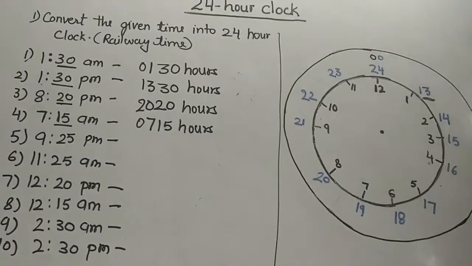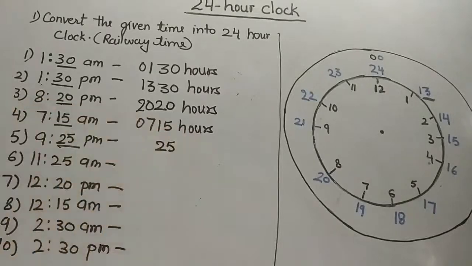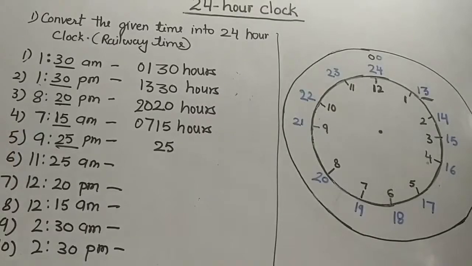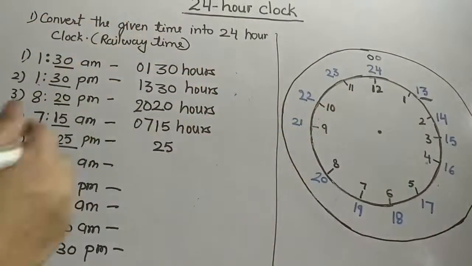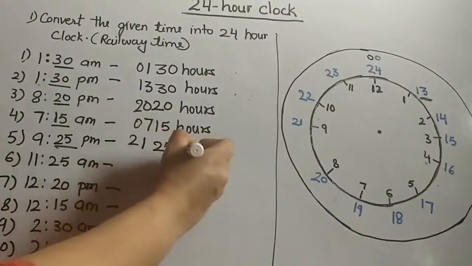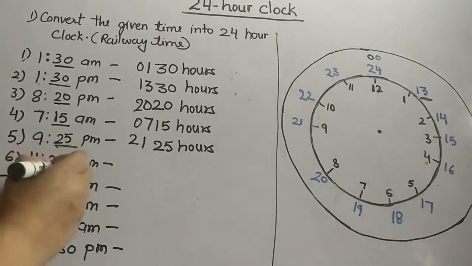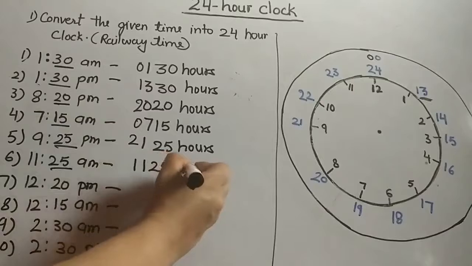Next question. 9:25 p.m. 25 minutes are here. Now the time is given with p.m. So 9. How many hours? 9 plus 12, 21. Or go to the clock. The value of 9 p.m. is 21. So we'll write here 21. 25 hours. Next question. 11:25 a.m. 25 minutes. Time is given with AM, so 11:25 hours.